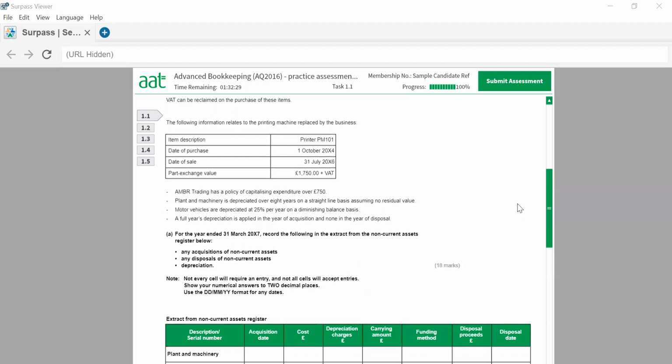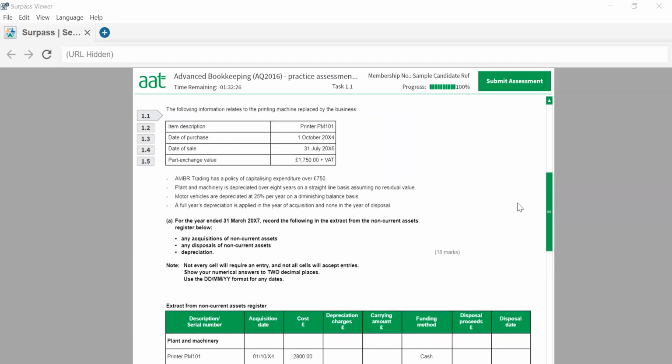So now we'll do the depreciation. It says A&BR Trading has a policy of capitalising expenditure over £750, meaning that we would put it in the fixed asset register or non-current asset register if it was over 750. And it says plant and machinery over 8 years on a straight line basis, assuming no residual value. So whatever the cost is, we'll divide it by 8 to work out what the depreciation is.